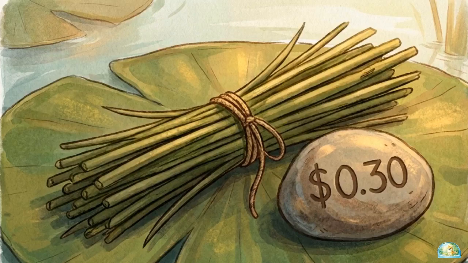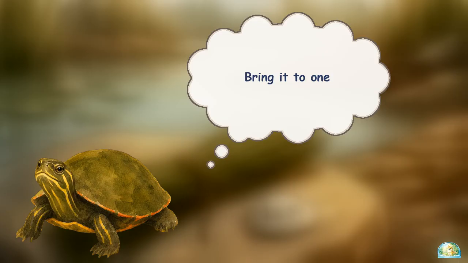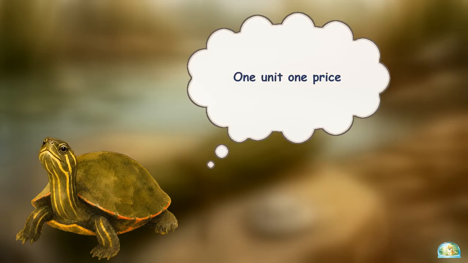By isolating this cost per 1 ounce, we strip away the variables of jar size and packaging. We now have a standard baseline we can use to evaluate any price tag on the shelf. Bring it to one. One unit, one price. Now compare fairly.